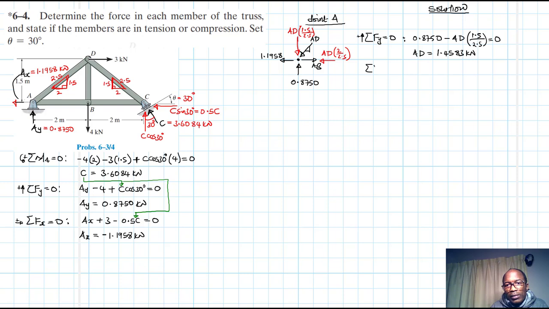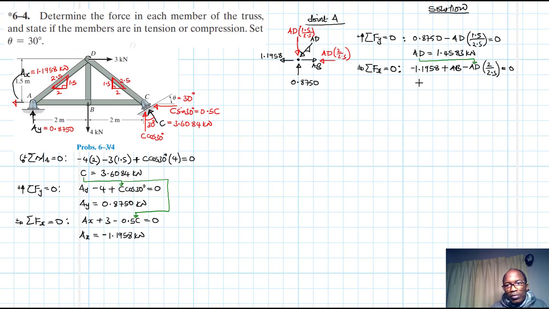Right, then we have summation of forces in the x direction. What do we have? We have minus 1.1958 plus AB, and minus AD times 2 divided by 2.25. Alright, we've already calculated what AD is, so we can replace it there.